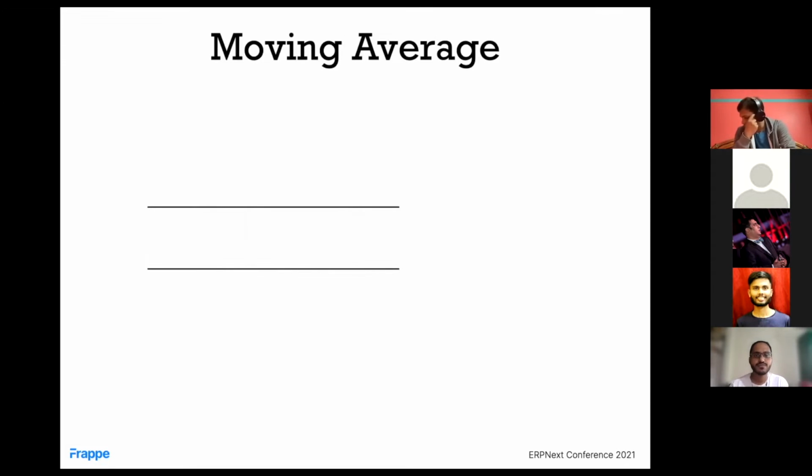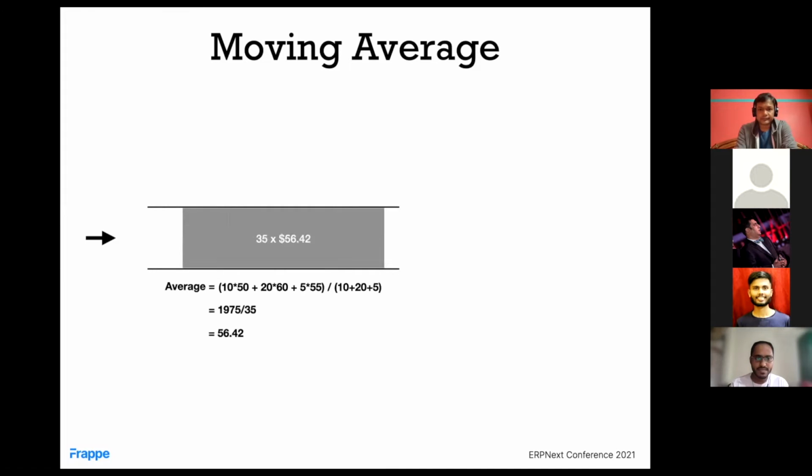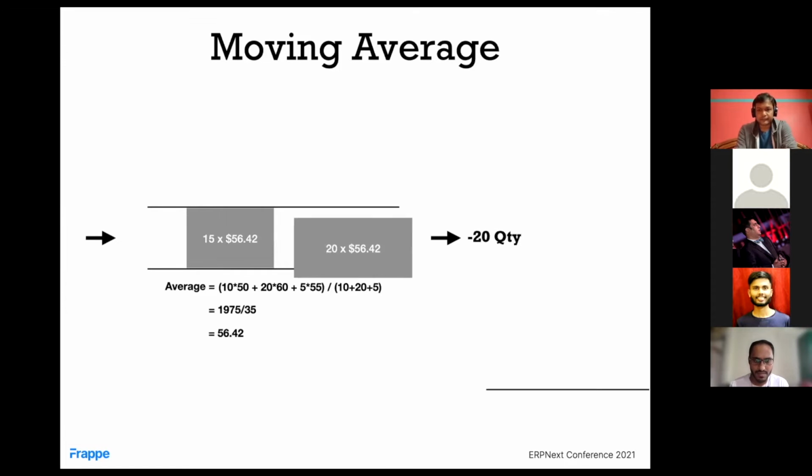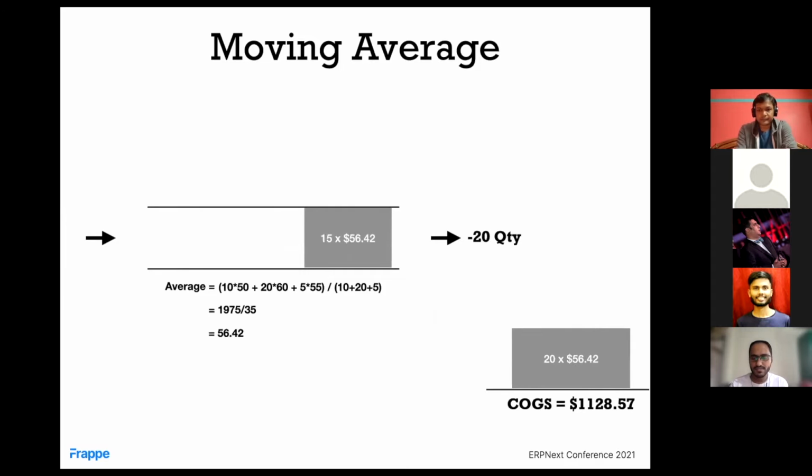Next is moving average. For moving average, we'll calculate the average cost of each item. Again we'll use the same example, and here we'll calculate the average by dividing the total stock value, which is $1975, by the total available quantity. So basically $56.42 will be the valuation rate for each product. Now let's say again we remove 20 quantities, so COGS will be booked as $1128.57 and the balance value is $846.3.